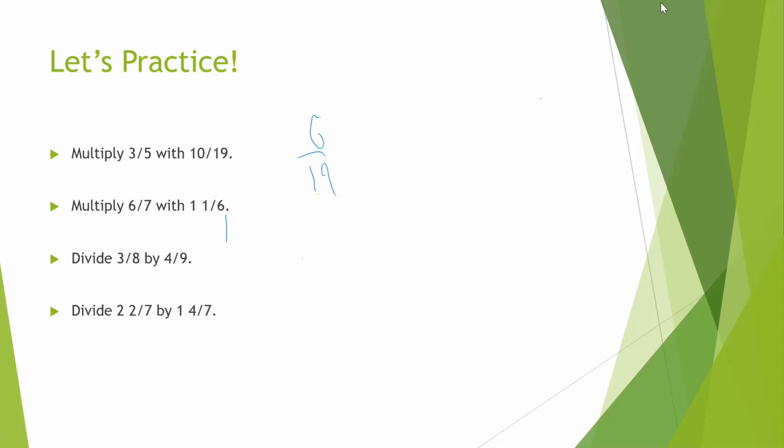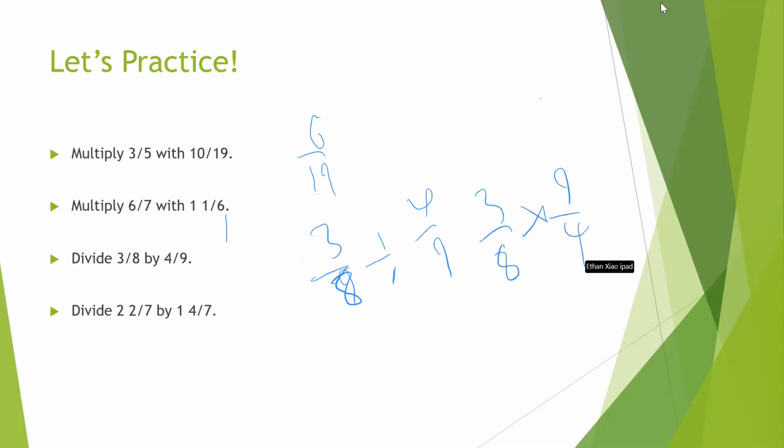All right, since we're running out of time, I'm going to do the last two really quickly. So divide 3/8 by 4/9. To divide a fraction, you need to flip the second fraction. I'm just going to write it like this. So we flip the second fraction over. So we get 3 over 8 times 9 over 4.